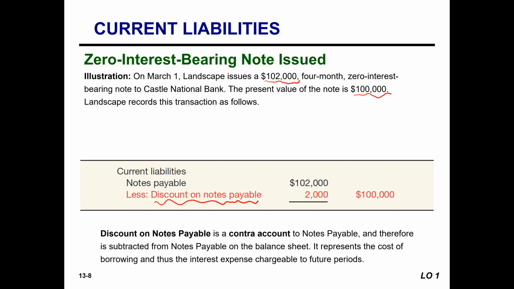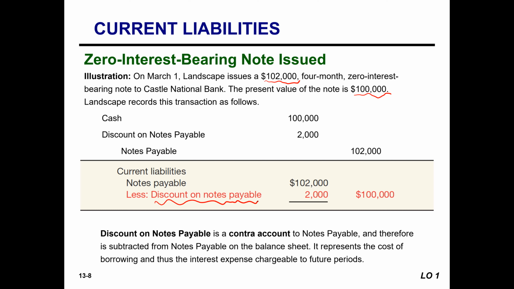So it says on March 1, Landscape issues a 102,000 4-month zero interest bearing note to Castle National Bank. The present value of the note is 100,000. Landscape records this transaction as follows. So we know we're going to have to pay off 102,000. That's what we're crediting notes payable for. Even though we have to pay off 102,000, they're giving us 100,000 cash. So cash is going up. And then we're also debiting the discount on notes payable.